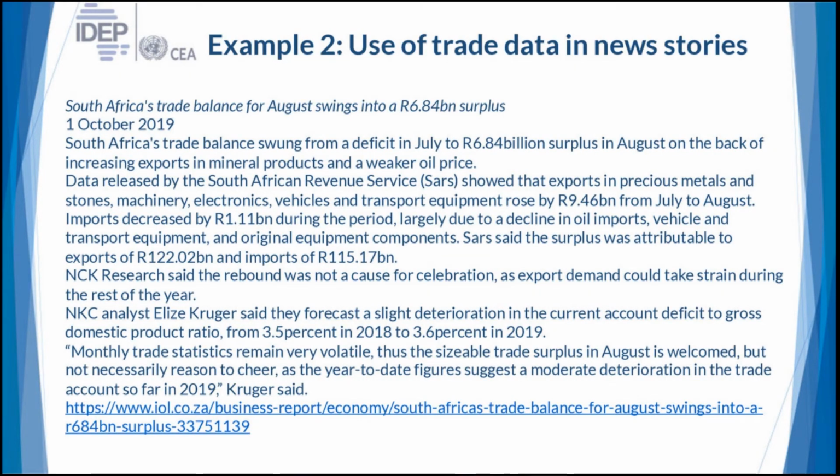I have also included an example of use of trade data from South Africa, from a story written in the month of October 2019. The story shows you how trade balance swung from a deficit to a surplus and the reasons why this happened. The reporter identifies increased exports in mineral products and also a weaker or a falling oil price. This data is sourced from the South African Revenue Service. It's important to always indicate where the data comes from.